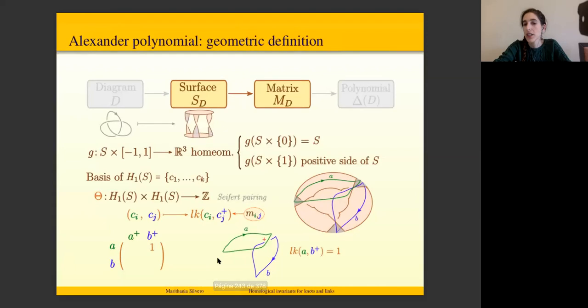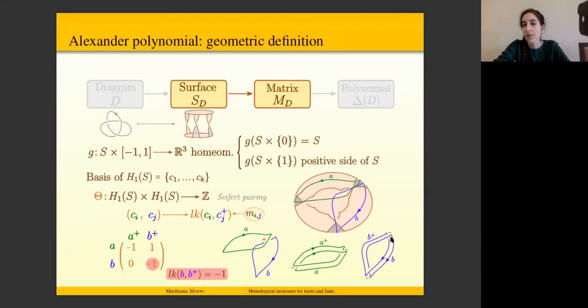Now, this was my original situation. If I lift now A, now this is negative. So I get the linking number of B, A plus is 0 because I have one positive, one negative. So I have a 0 here. And if you do A and A plus, you just lift A, you get two negative crossings. So you get -1. And if you do the same with B and B plus, then you get -1, okay? So this is the Seifert matrix.